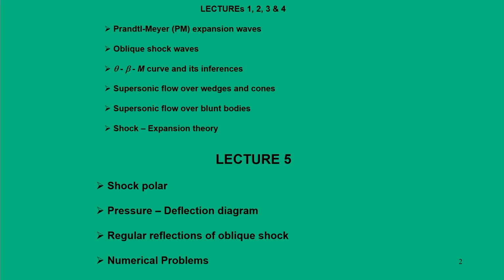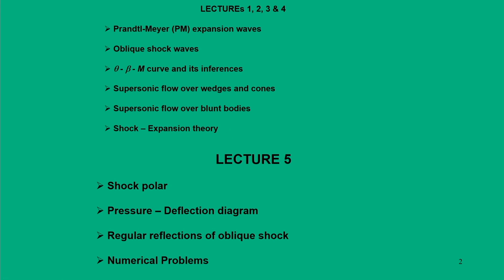So, in this module we have covered 4 lectures and the topics that were covered were Prandtl-Meyer expansion waves, its governing equations, oblique shock waves, its governing equations, then also a very important way of representing the oblique shock waves through the theta-beta-M curve. Apart from that we covered the flow past wedges and cones, of course the flows are supersonic, and also supersonic flow over blunt bodies. Combining oblique shocks and expansion waves we have another theory, that is shock expansion theory, which has been covered.